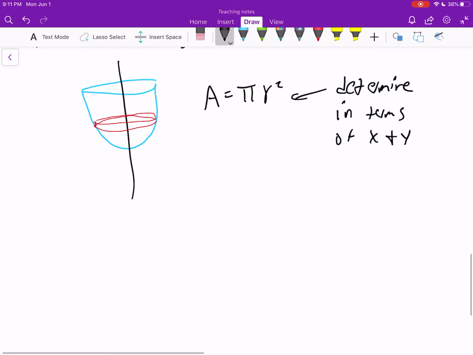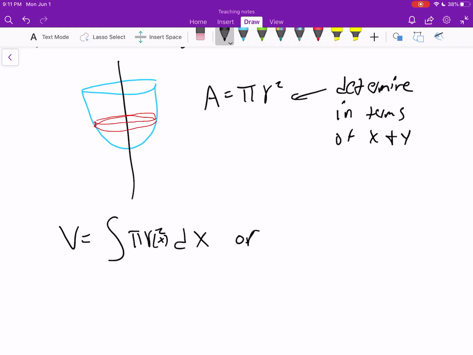So once I have my area, I can write down my volume. It's going to be pi r squared. So I'm going to do the integral of pi r of x squared dx, or the integral of pi r of y squared dy. This r of y and r of x just means you write down a function for the radius in terms of x and y.